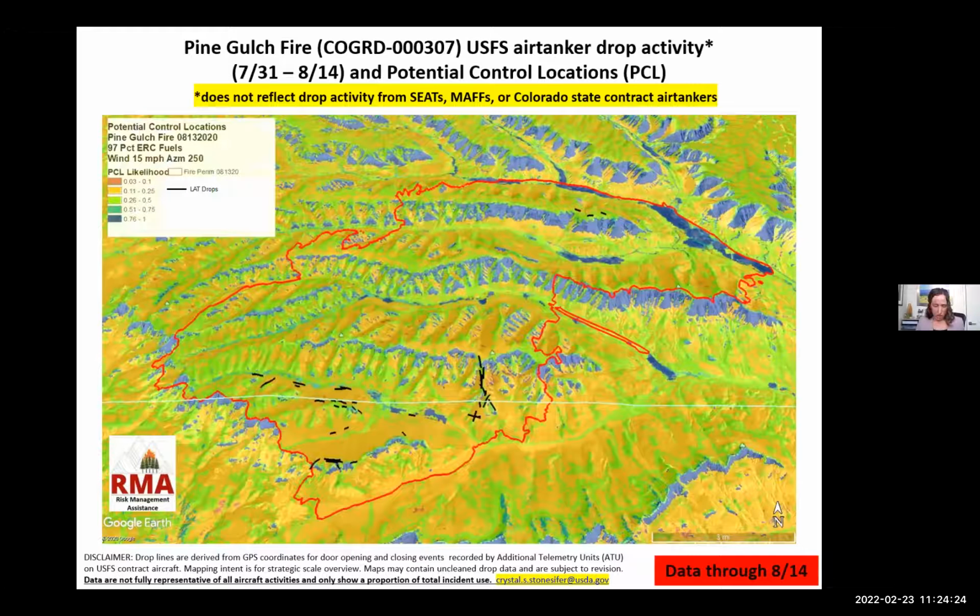This was another slide that was included in the package, and this shows the drop lines overlaid on a Google Earth surface with potential control location surface. And in this surface, it's a modeled product that illustrates where on the landscape fire is most likely to stop and sort of highlights those key opportunities shown in the blue pool colors.